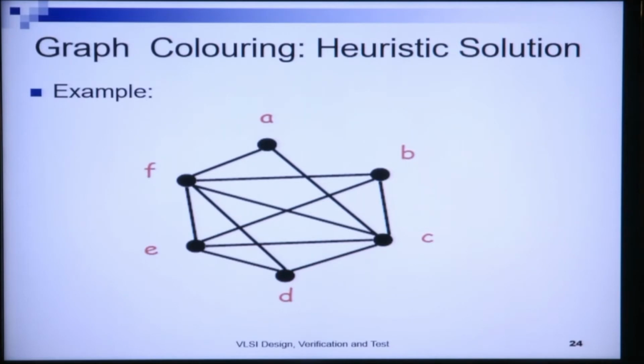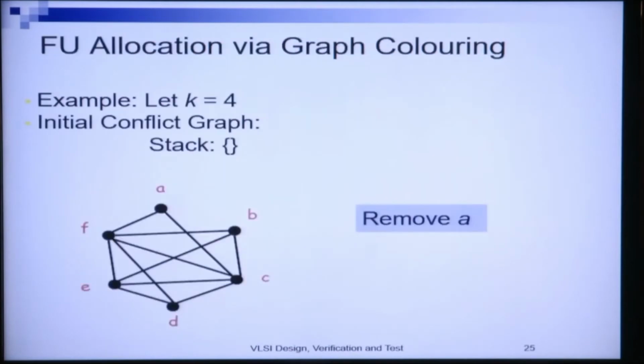So, let us say we are given this conflict graph. This conflict graph has A, B, C, D, E, F operations, and all these operations are of the same type, and we want to allocate the minimum number of functional units necessary to color this graph. So, what do we have? We have k equals 4.